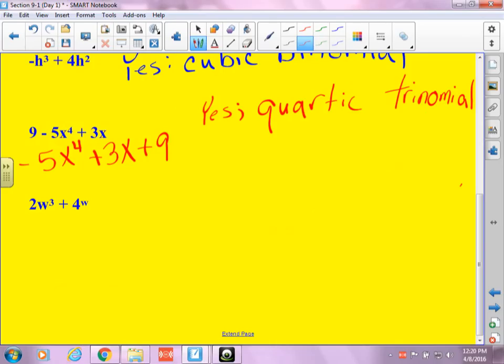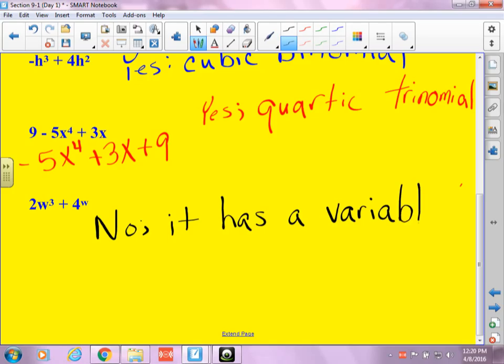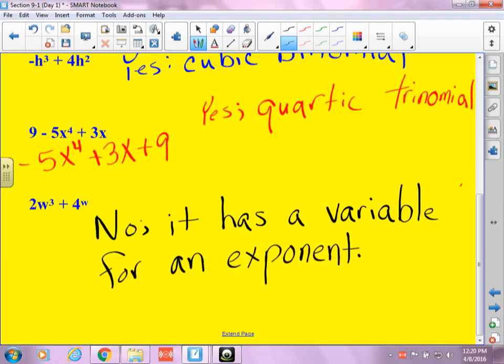Last one, what do you think? No. It is not. Because the W is an exponent. Yeah, that's right. The W's an exponent. It has a variable for an exponent. It's up and to the right, so that would be an exponent. Big W.